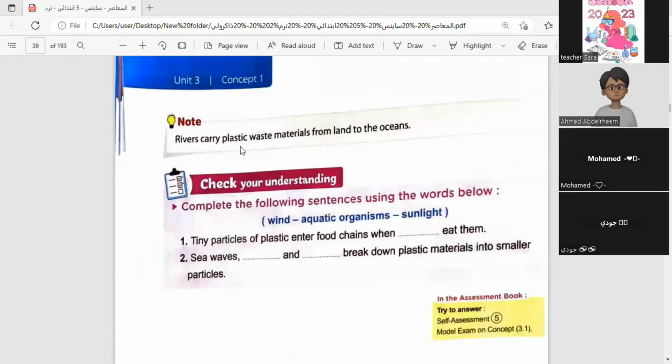Note: rivers carry plastic waste materials from land to the ocean. Okay? Check your understanding.